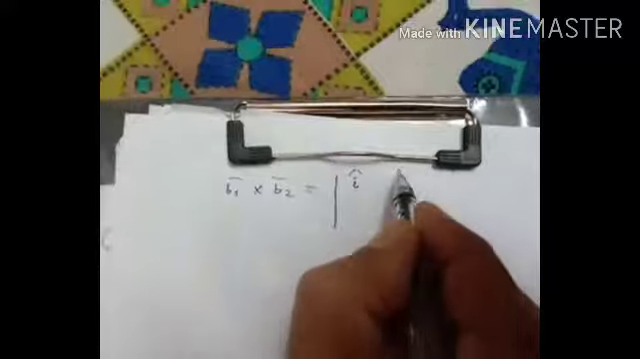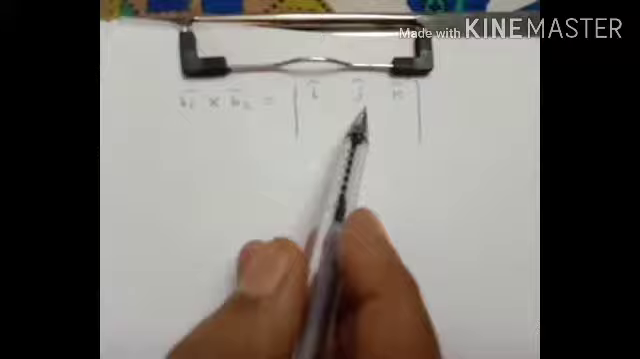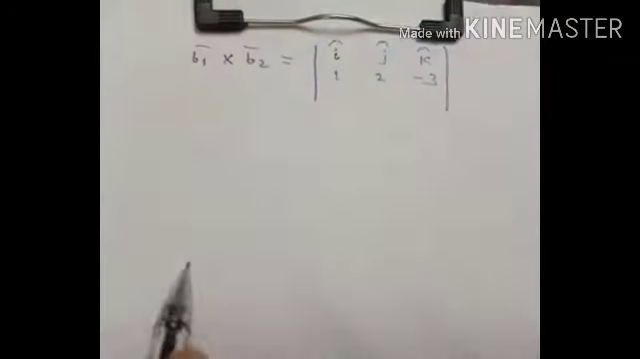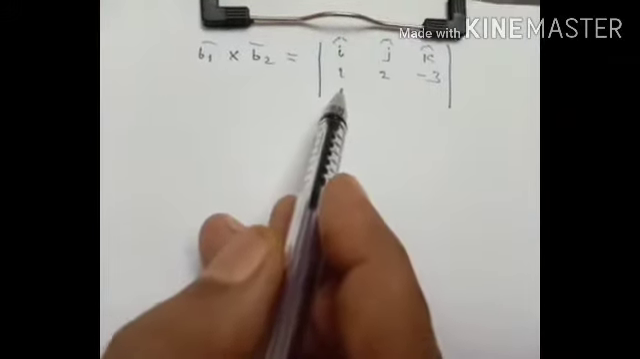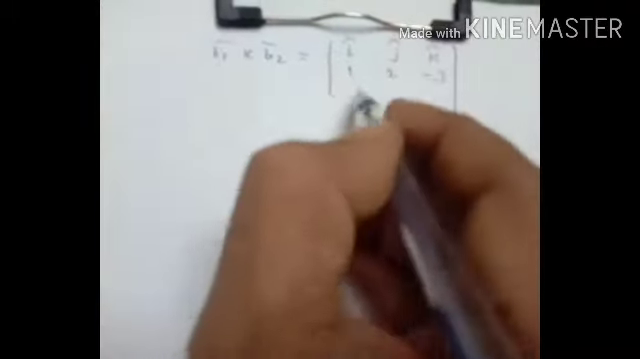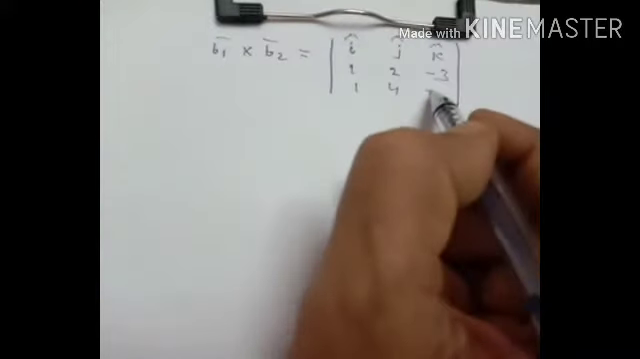In the determinant, in the first row, write down the unit vectors i, j, k. The cross product of two vectors is a vector quantity. In the second row of the determinant, write down the coefficients of i, j, k for the first vector b1 bar: 1, 2, minus 3. In the third row, write down the coefficients of i, j, k for the second vector b2 bar: 1, 4, minus 5.